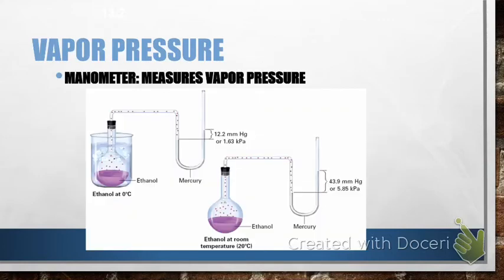Just like we have an instrument to measure atmospheric pressure, which was our barometer, we have an instrument to measure vapor pressure, and it's called a manometer. It works in a very similar way. We're measuring the change in mercury.